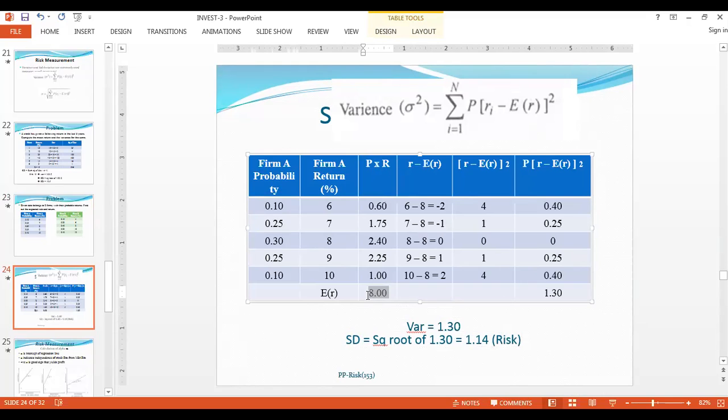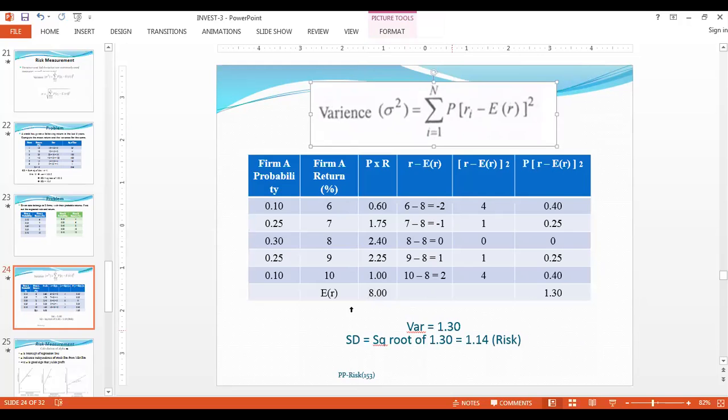So I can earn 8% by taking a risk of around 1.14. Is it a good deal? It is a very good deal because your risk return ratio is very high. If you divide 1.14 by 8, you will get a very high risk return ratio. That means it is a good investment proposal. I have solved this for company A. I want you to solve this for company B. Is that okay?